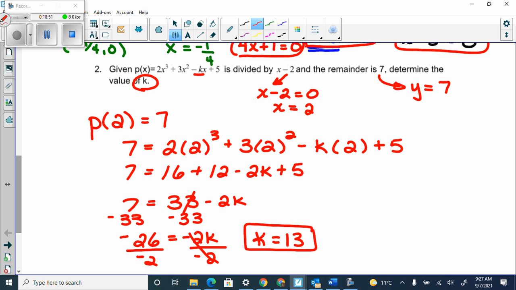Another way we could do it, if we wanted to do the algebra of it, is we could put 13 in for k. We could put 2 in for the x's and see if we get 7, right? All the same thing gets me answers. Good? Everyone did great.